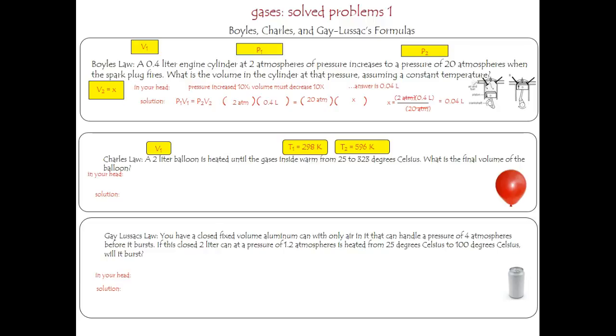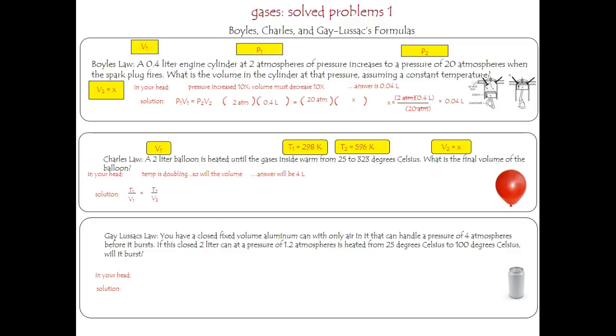Remember to get Kelvin, add about 273 to your Celsius. Therefore, if the temperature is going to double, I think that thing's going to expand. I think the volume will double to 4 liters. No need for any math. We're done. If you wanted to solve it, plug into the Charles' law formula.